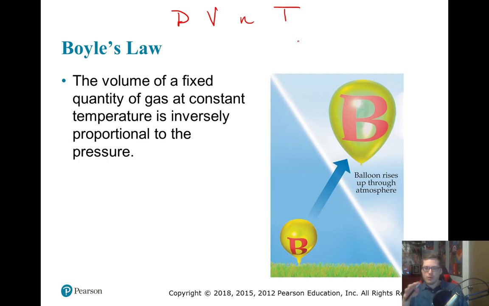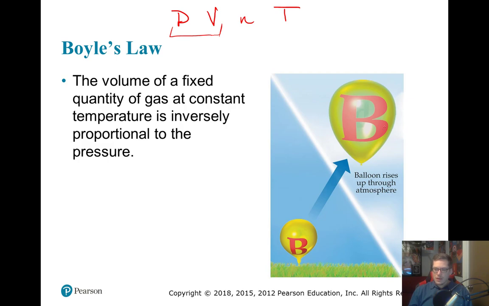So for Boyle's law in particular, this is the first one that we're going to talk about. We're going to keep the quantity of gas constant and the temperature constant. So we're really just relating the pressure and the volume. It says that the volume of a fixed quantity of gas at constant temperature is inversely proportional to the pressure.